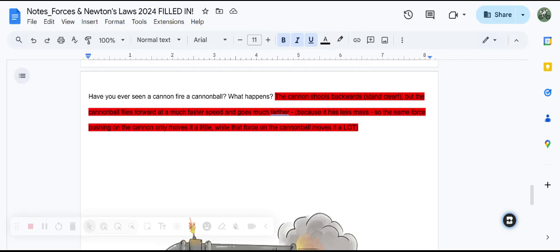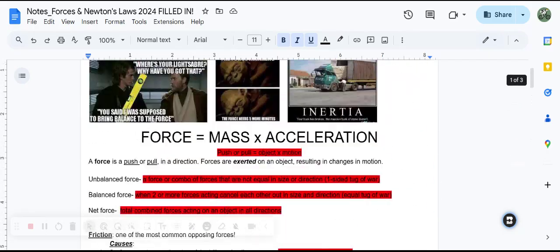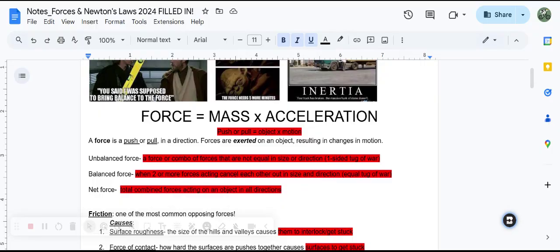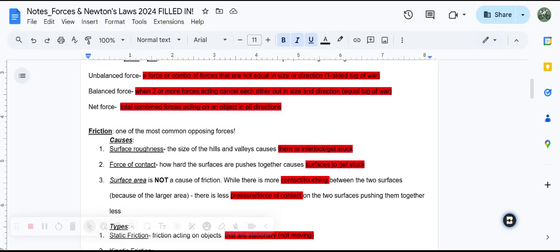a little tiny bit. So all of this is to say that force is how hard you push on an object to get it to move. Forces can be balanced or unbalanced. If they're balanced, we will not see motion. If they're unbalanced, we will see motion. We can think and look at the total combined forces, the net force.